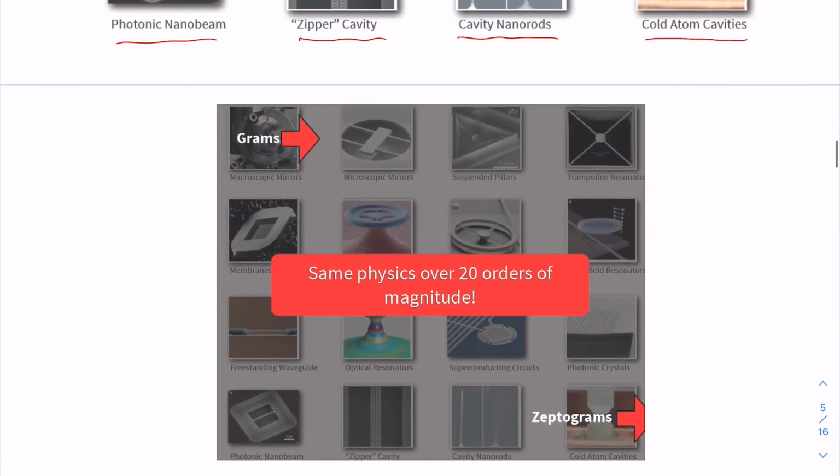Interestingly, the mass of the system varies from, say, a gram to very small, say a zeptogram, that is on the order of 10 to the power minus 21 gram. So you see that we have 20 orders of magnitude in terms of mass, but the striking and interesting fact is that the same physics is there over these 20 orders of magnitude.